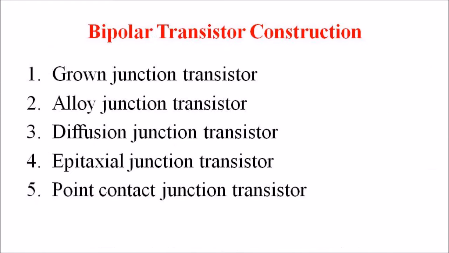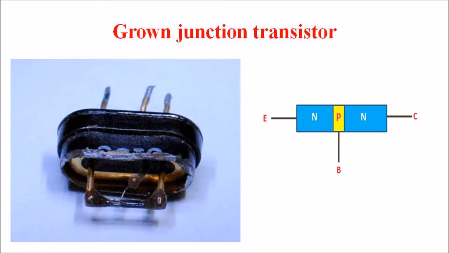The transistors can be constructed by using one of five basic techniques. Based upon these techniques, they are classified as ground junction transistor, alloy junction transistor, diffusion junction transistor, epitaxial junction transistor, and point contact junction transistor. Now we are going to discuss these five methods. First, we are discussing the ground junction transistor.